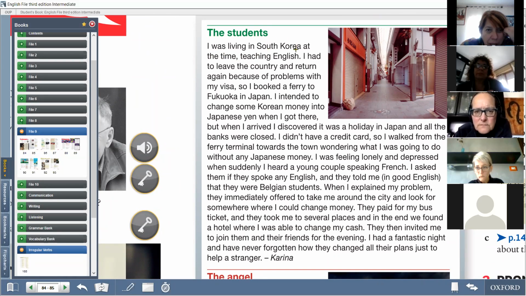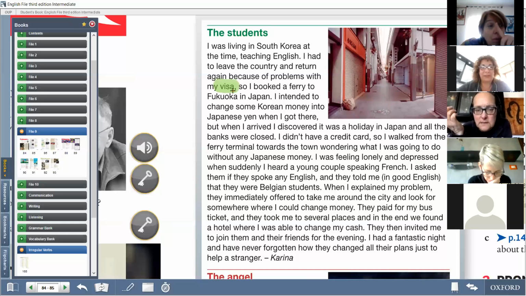Was living in South Korea, and I had to leave the country and return again to renew my visa. What is a visa? Il visto. Ah, visto, okay. So I booked a ferry. You know what a ferry is? A boat. Yes, it's a boat.